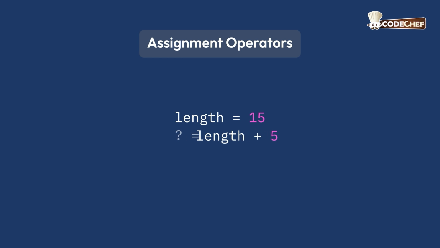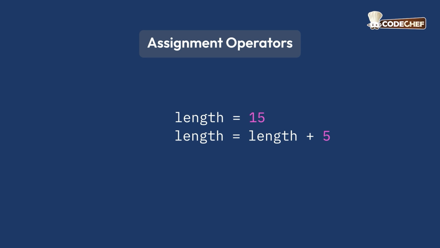We also need to store the updated value of length. But do we create a new variable to store the updated value of length? Not necessarily. You can store the updated value of length in length variable itself. So on the right hand side of the assignment operator, we increase the length by 5 and store the new value of length in the length variable itself.